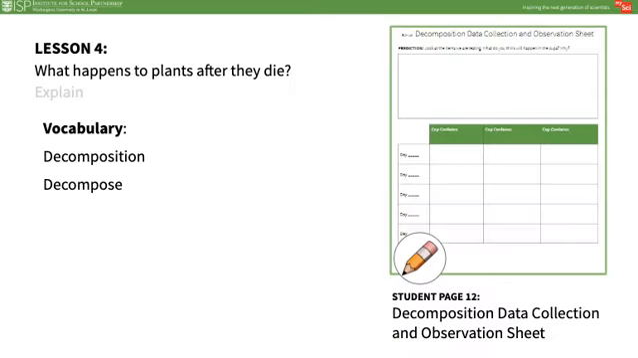In the explain portion of this lesson, students will observe what is happening as their plant matter decomposes. They will also formally develop the definitions for decomposition and decompose during this part of the lesson, as they should be seeing this happening in their cups. Have students record their observations on the decomposition data collection and observation sheet.